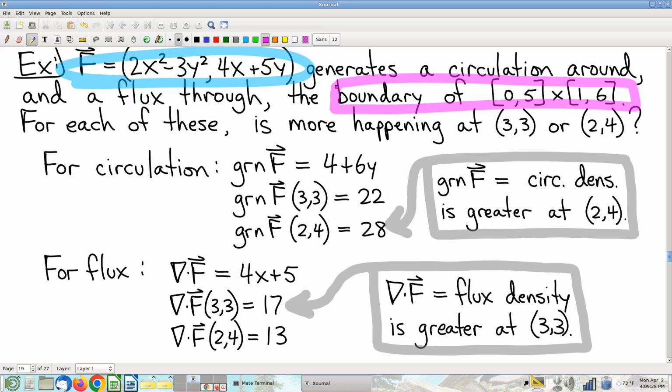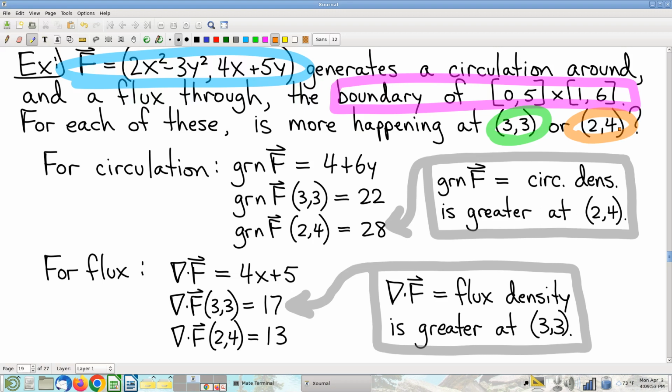We're going to look on the boundary of this given rectangle here, and you could compute the circulation, and you can compute the flux. What those quantities are in total isn't the point here, but there is a total circulation, there is a total boundary flux. So for each one of these, is there more happening at this point, or is there more happening at this point? Which one of these is there happening more?